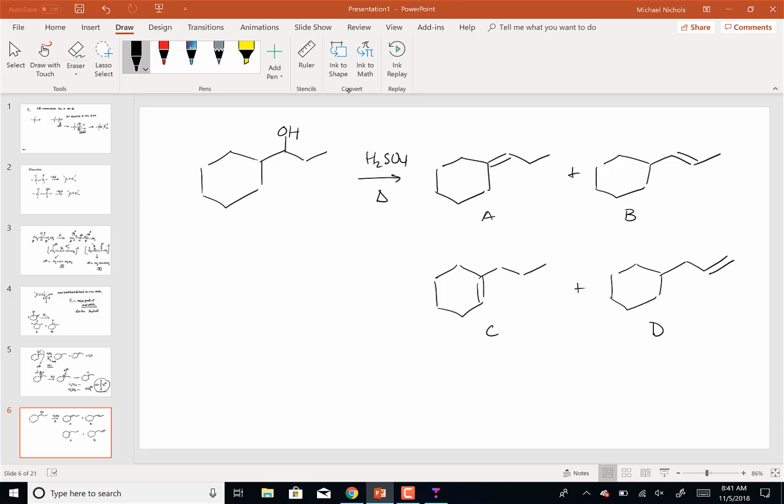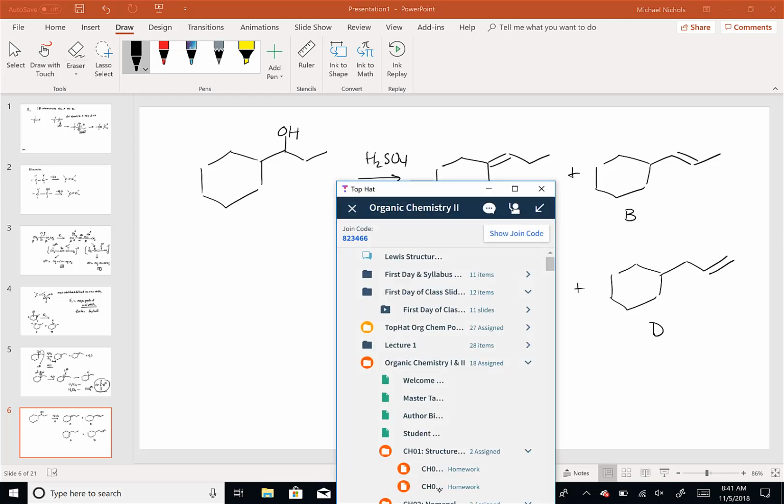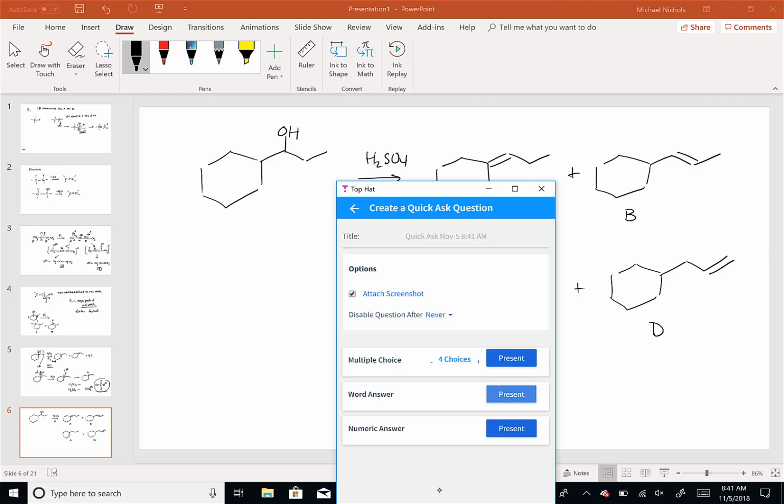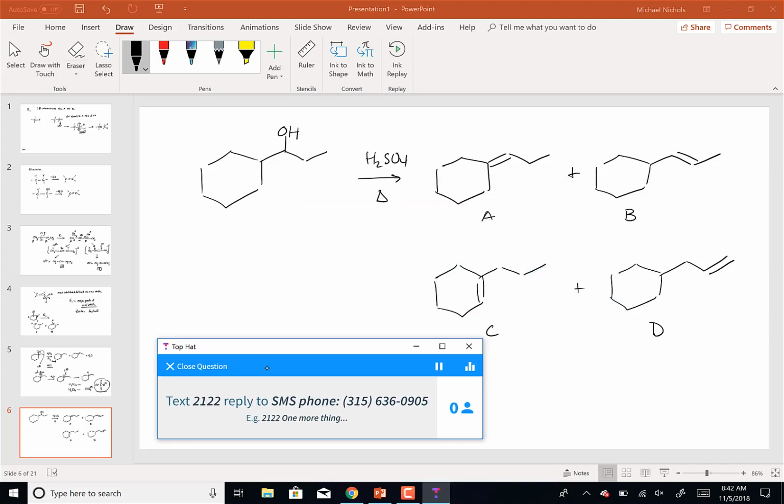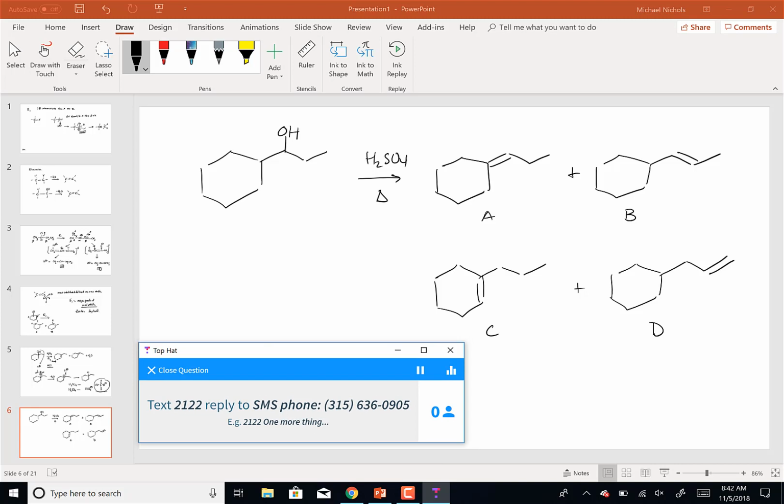Okay, here's the reaction. Sulfuric acid plus that cyclohexanol. I've given you some products. Question number one. I'm going to make this a text answer. So write the capital letter of the major product or products. If there's more than one, you can write multiple letters. So question number one, what's the major product or products of this reaction with no rearrangement?